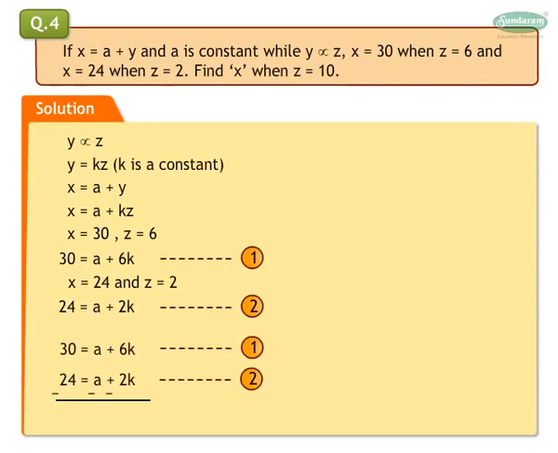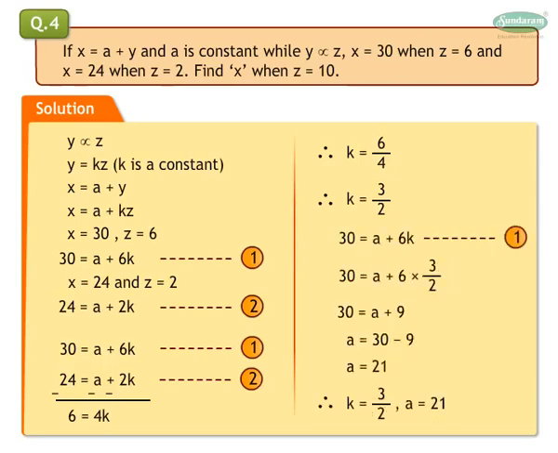Subtract equation 2 from equation 1. We get 6 is equal to 4K. Therefore, K is equal to 6 upon 4. Therefore, K is equal to 3 upon 2. Substitute K as 3 upon 2 in equation 1. We get A is equal to 21. Hence, we got K as 3 upon 2 and A is equal to 21.